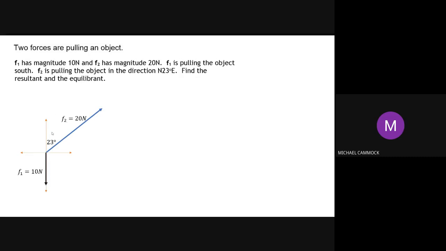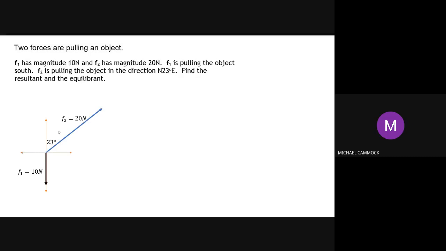The F2 is pulling with a force of 20 newtons, and it says here that it's pulling in a north 23 east direction. We're reminded about something we talked about on Wednesday. North 23 east means I'm 23 degrees away from north on the eastern side. So here is the eastern side, here's my north-south line, and I'm 23 degrees away from that.